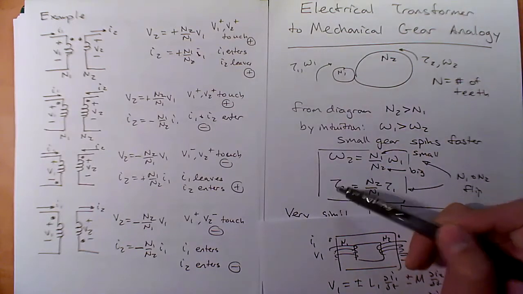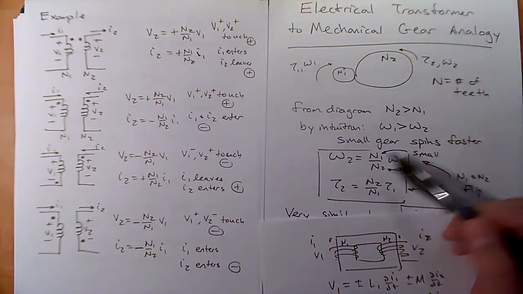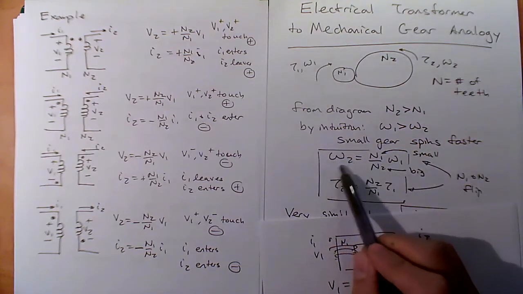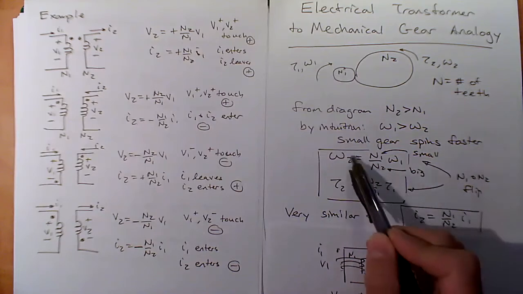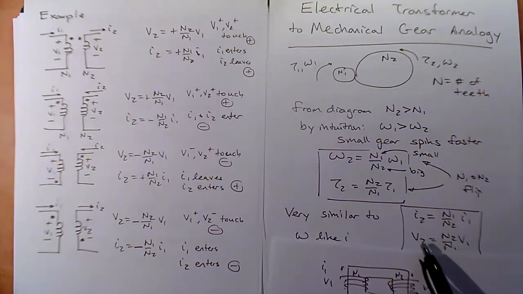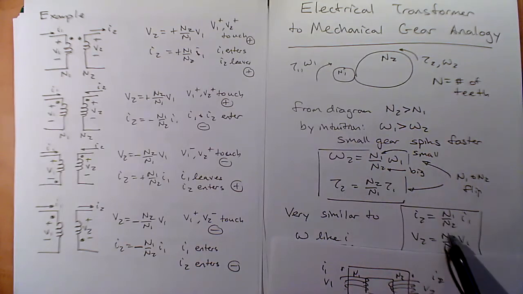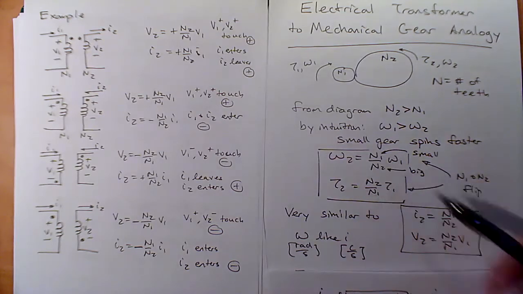Remember, torque is like a force or a pressure, and we have voltage like a force or a pressure. And so if you look at this, I2 equals N1 over N2 I1, right? Notice the similarity in their relationships. And then same with the pressure. Pressure or force 2 equals N2 over N1. Notice the same ratio. So maybe that's another way to remember these relationships, right?